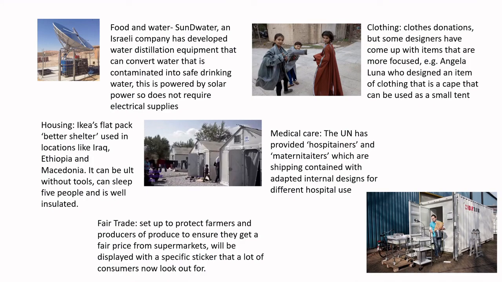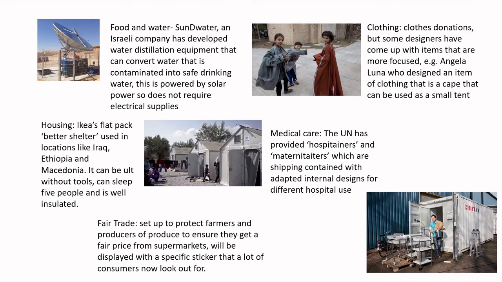Okay, and a few other examples. I won't go through every single one, but we'll pick a few out of here. So IKEA, they do a flat pack better shelter. IKEA is known for flat pack furniture that you buy when you get your first flat or go to university. But they do disaster relief shelters that they can send to places like Iraq, Ethiopia and Macedonia. They can be built without tools, and they'll sit 5 people. So it's just a company that does normal day-to-day trading, while also helping with disaster relief.